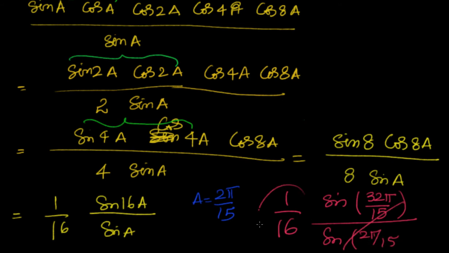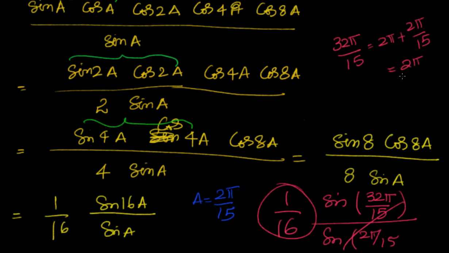This cancels out and becomes 1 by 16. How does this cancel out? Because 32 pi by 15 is equal to 2 pi plus 2 pi by 15, which is nothing but equal to 2 pi by 15. Because 2 pi, one full round is over, then you are again back in the first quadrant. In first quadrant everything is positive, sine is sine, so you will get 1 by 16.